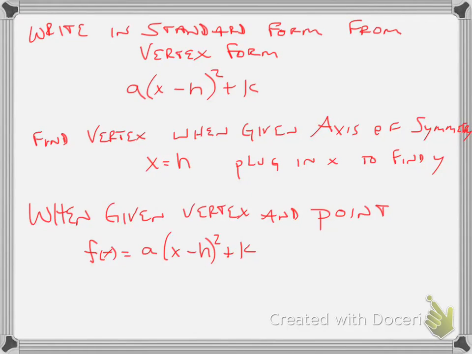The last thing, when you're given the vertex and the point, put it into vertex form. f of x equals a times x minus h squared plus k. Plug in the point for the x and the y, or the f of x. Plug in the vertex for the h and the k, and then solve for a. And then plug back in to get the function.